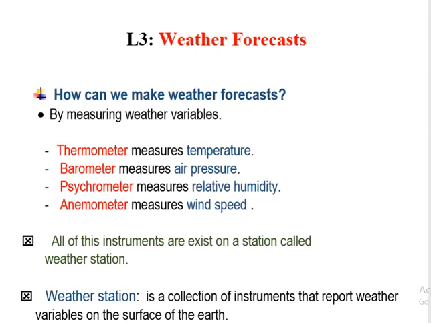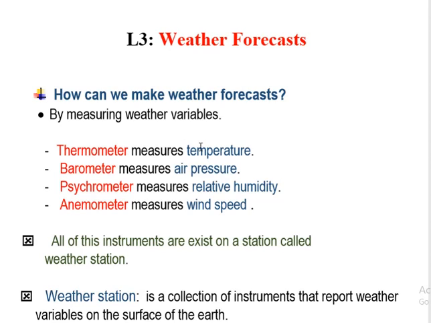Hello. By completing our topic about weather, we will talk about weather forecasts. How can we make weather forecasts? From the last lessons, we knew the weather variables. They are temperature, air pressure, relative humidity, and wind speed. And how could we measure them? We used several instruments to measure them.